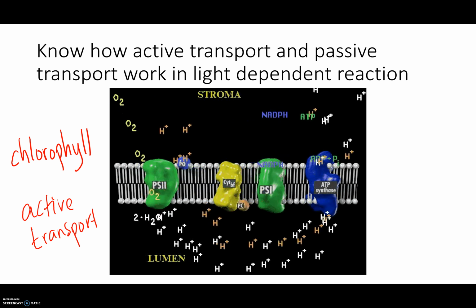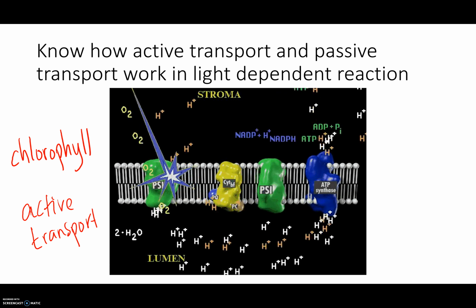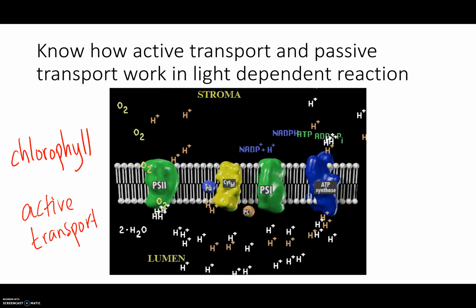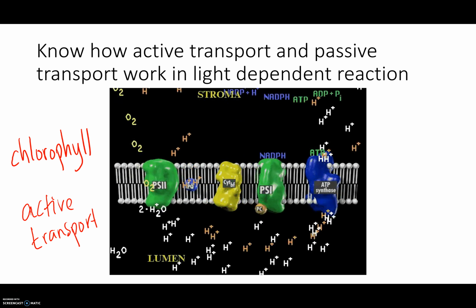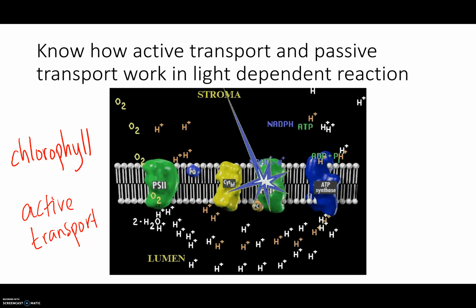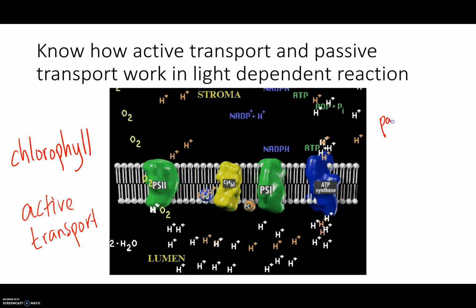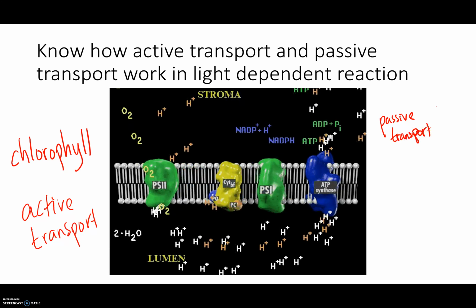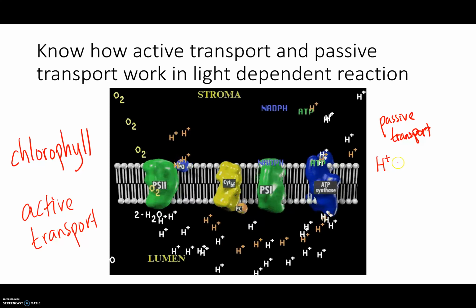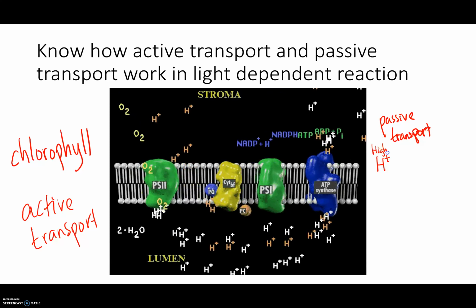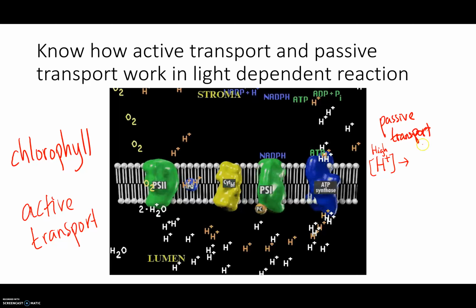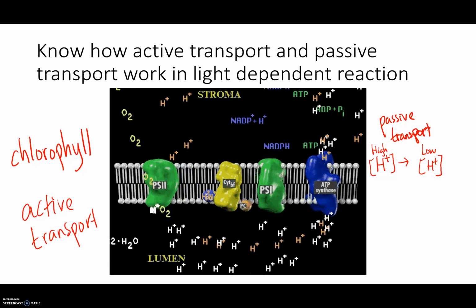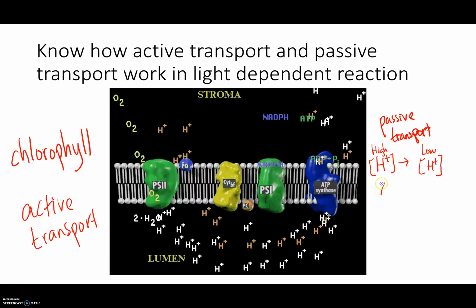You get that energy from the sunlight, correct. And then for passive transport, it's just hydrogen ions going from high concentration to low concentration. Through what protein? Through the ATP synthase. So that's passive transport: hydrogen ions from high concentration to low concentration through the protein ATP synthase.